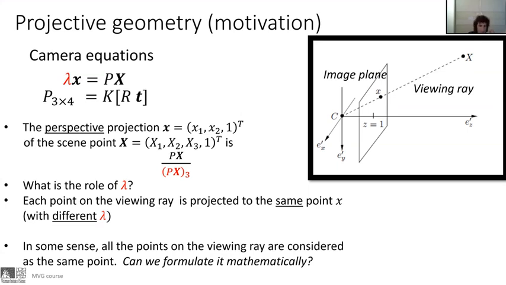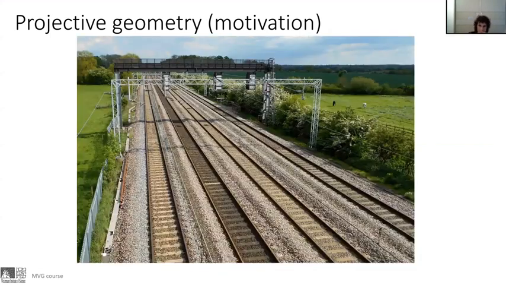Yes, okay. In some sense, it means that all the points on the viewing ray are considered the same point, right? All the points are projected to the same point, right? The question is, can we formulate mathematically this situation that a whole bunch of 3D points on a viewing ray are projected to the same point in the image plane? This is the first question, which is supposed to be the motivation for projective geometry.